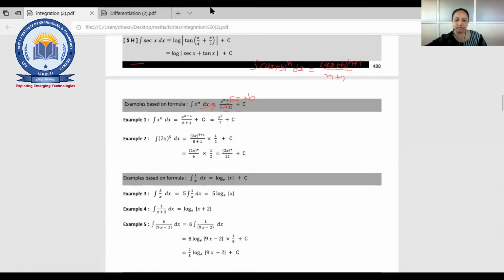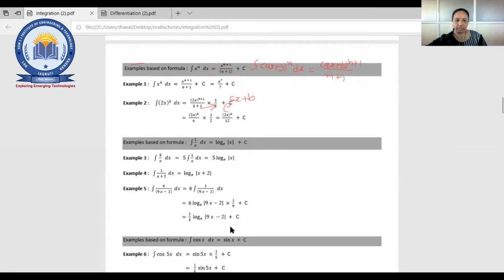The simple one, right? First one, okay, e raised to 5x plus b upon 5, that is the correct answer. Fine. Now the first example is integration of x raised to 6. So obviously, compare it with x raised to n.